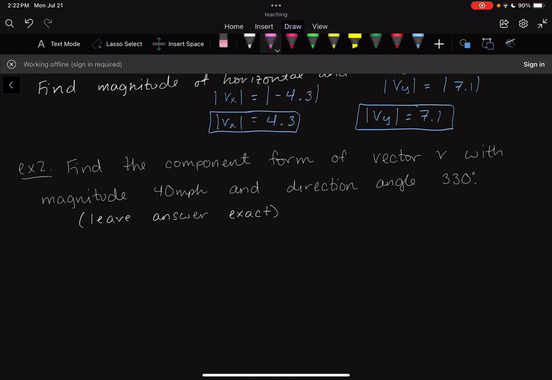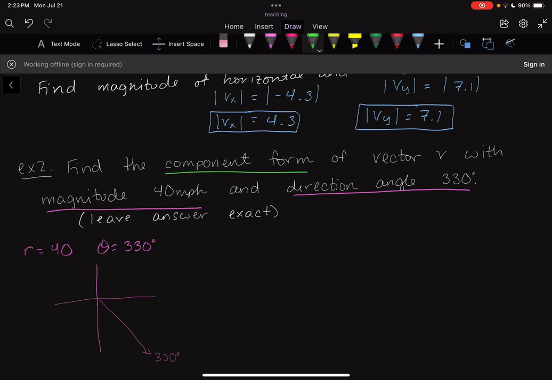So again, I'm going to write out what we're given. So we're being given a magnitude of 40. So that's my R. Direction angle of 330. So that's my theta. And I do like to draw it out. So this is going to put us in quadrant 4 for this one. Now be careful here. When you're looking for component form, that means we're going to be looking for Vx comma Vy. And it's like with these little bracket looking thingies.